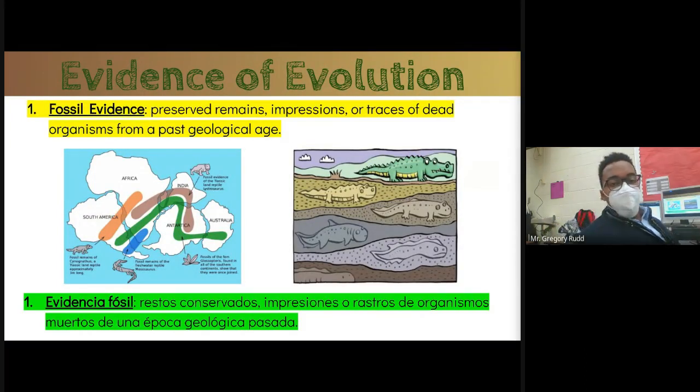So one of the more important evidences of evolution is fossil evidence. And this is really the evidence that we've relied upon for the last 300 years or so. People have been discovering fossils for a long, long time. We didn't necessarily have the means to analyze them that we now do, but they are still useful to us. And a fossil is the preserved remains or impressions or traces of dead organisms from a past geological age.